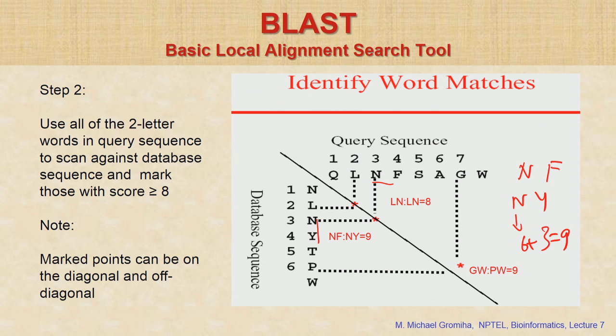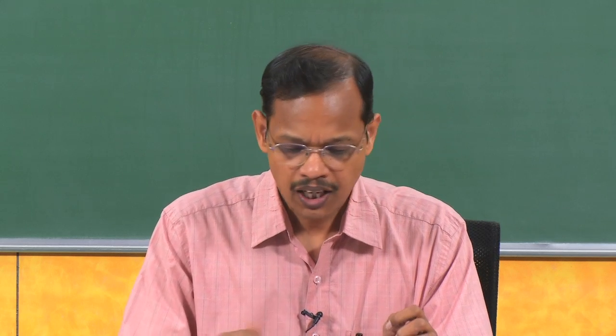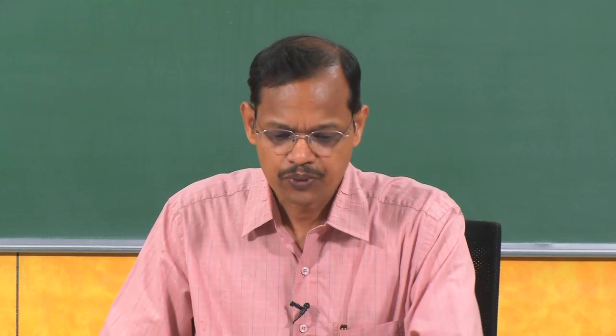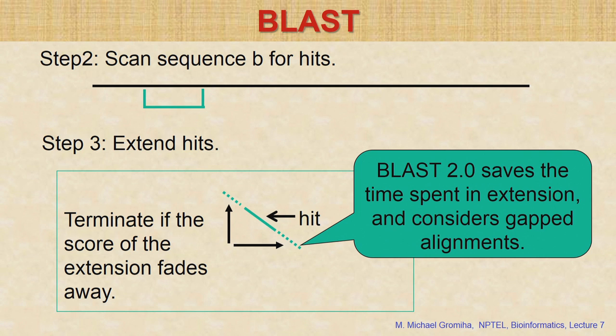So wherever you get values above your threshold, you put a star and then continue this and try to connect these dots. First you start with this small segment and you connect the dots, and if the score is less, then it fades away. Then you can extend it and get to the full alignment.